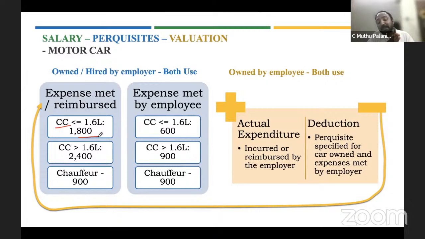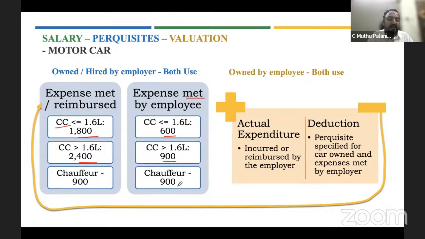In case the cubic capacity exceeds 1600, it becomes 2400. If you are being given a driver, you have to add 900. So 1800 per month or 2400 per month, plus 900 per month. Everything is per month. Up to 1.6 liters, it is 1800. But if the expenses are met by the employee, which means the employee meets the expenditure and it is not reimbursed, then in that case it is only 600.